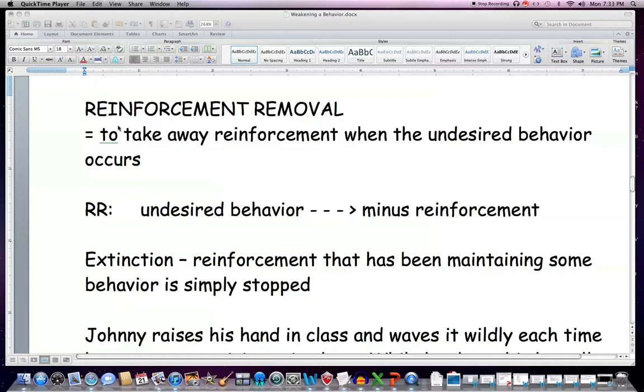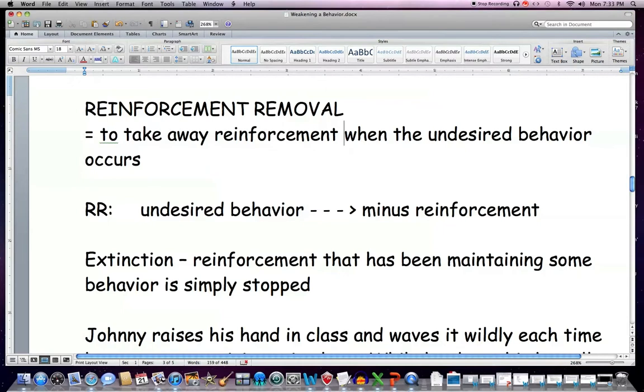Okay, here we go. More about weakening behavior. We talked about punishment. Our second option here would be reinforcement removal. And this definition is a little bit better, a little bit easier to understand. Reinforcement removal means to take away or remove reinforcement when the undesired behavior occurs.